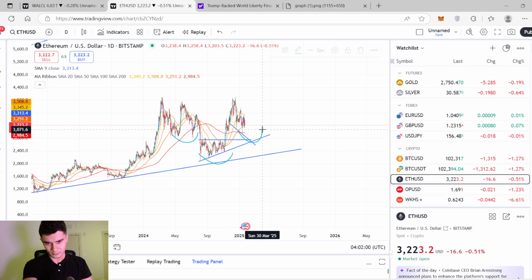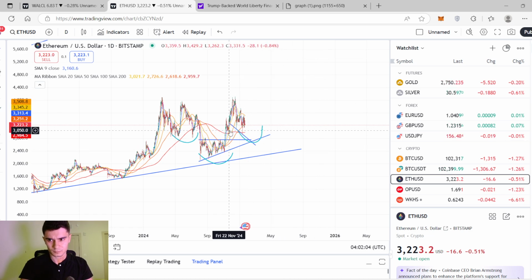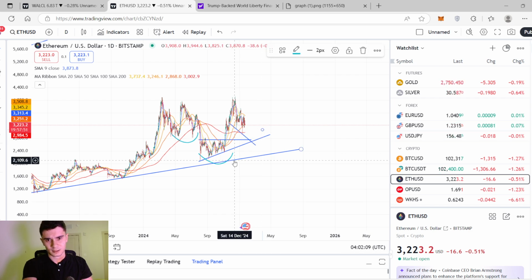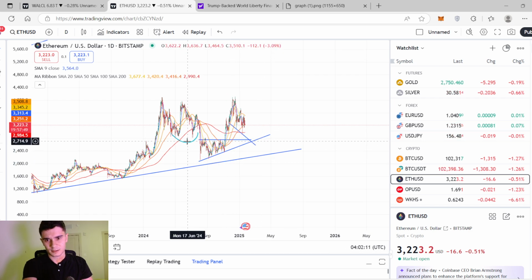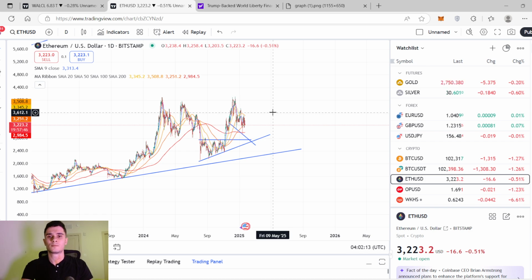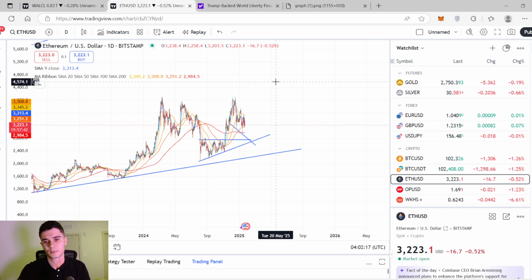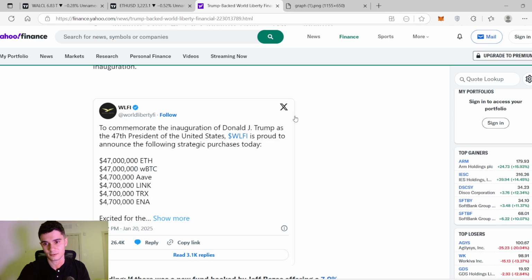And one of the reasons why, sorry, let me delete this. Delete this thing right here. So one of the things that are bullish indicators about Ethereum price is, let's look at this right here.